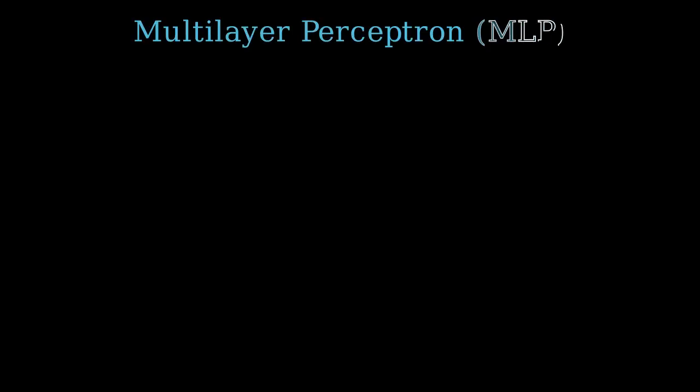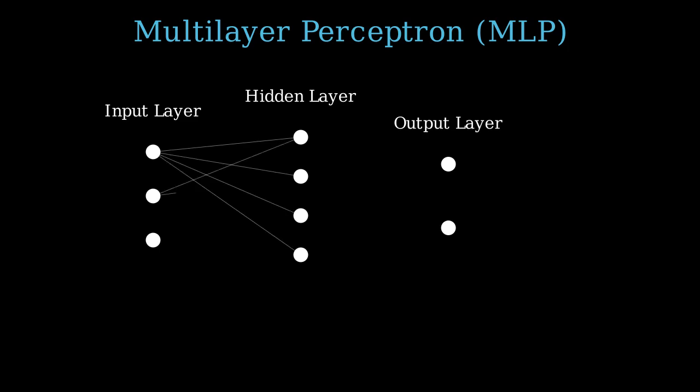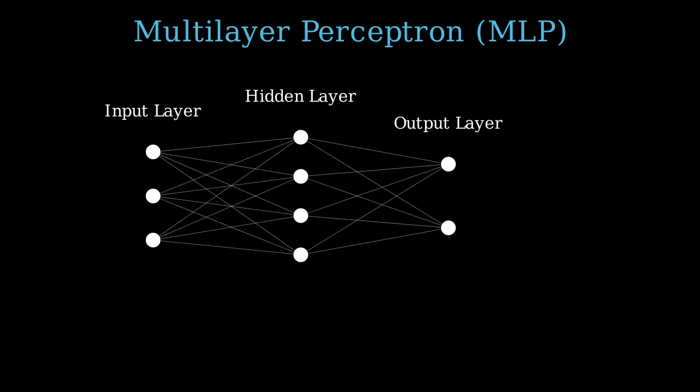When we stack multiple layers of neurons together, we create a multi-layer perceptron, often referred to as an MLP. An MLP consists of at least 3 layers, an input layer, one or more hidden layers, and an output layer. Unlike its single layer predecessor, the MLP utilizes nonlinear activation functions.